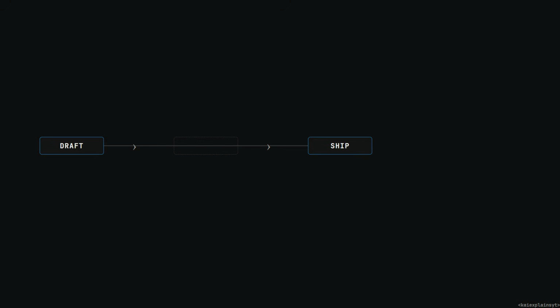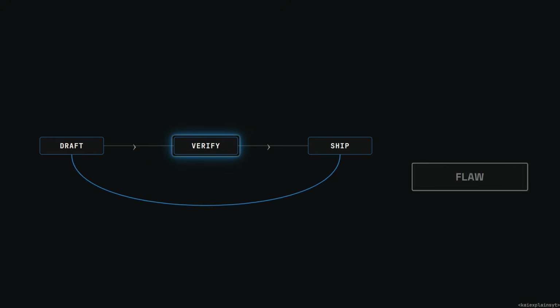The people who use AI effectively have just built verification into their workflow. It's not a flaw you work around. It's just a property of the tool you account for. Last one. And honestly, this is the one that blew my mind the most when I finally understood it.